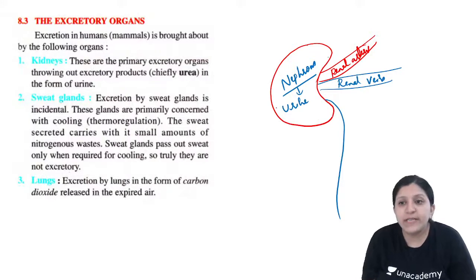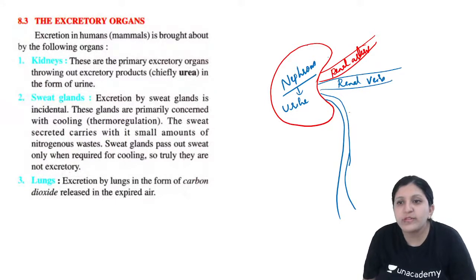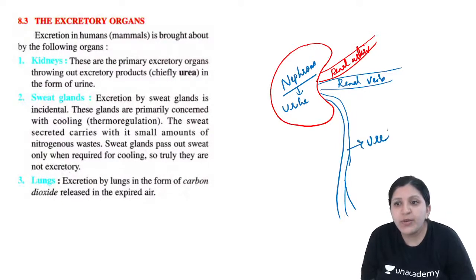Okay, so this particular ureter, what is there? This is going to carry the urine which is formed. The urine which is formed will be carried to the urinary bladder. So now this one is a ureter.